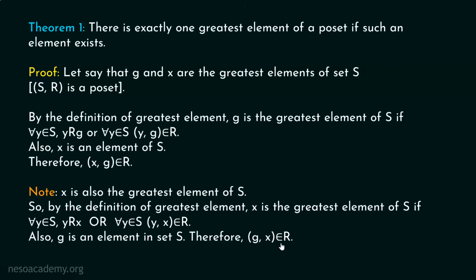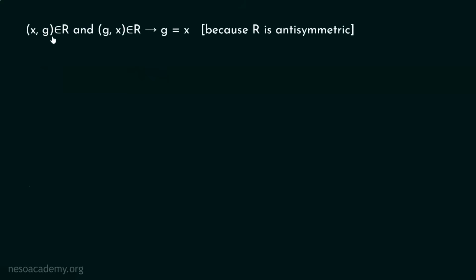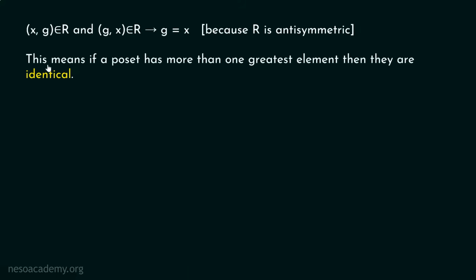We know that (X, G) belongs to R and (G, X) belongs to R, therefore G must be equal to X. This is according to the antisymmetric property. We know that R is antisymmetric because R is a partial order. Therefore G must be equal to X. That's what we have obtained. This means if a poset has more than one greatest element, then they are identical.